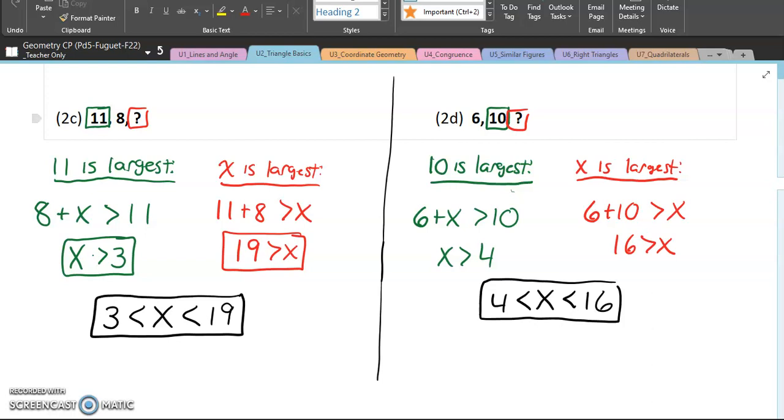So rather than creating these inequalities where you're actually building the concept, you might see after a while that if I just take 11 minus 8, that gives me my smallest number, and 11 plus 8 is going to give me my largest number. This can be a very quick way for you to answer the same question.